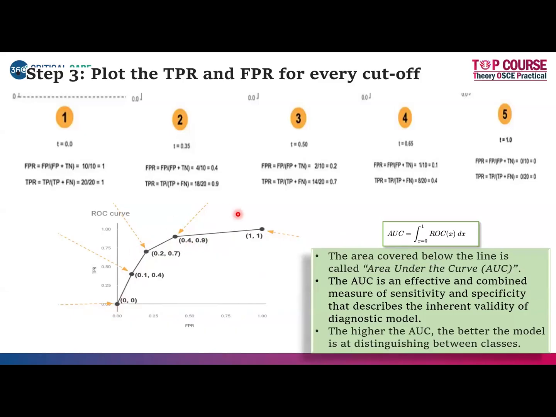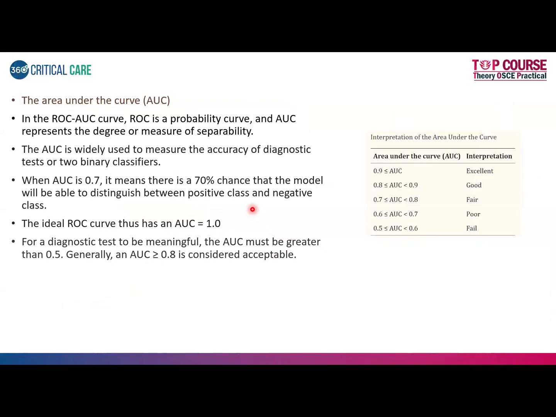And the higher the area under the curve, the better the ROC curve, right? So the higher the area under the curve, the better the model compared to anything lower down. The area under the curve is given by the ROC probability curve and it represents the degree or the measure of separability. It is widely used to measure the accuracy of diagnostic tests or binary classifiers. The best one is an area under the curve of close to 0.9.